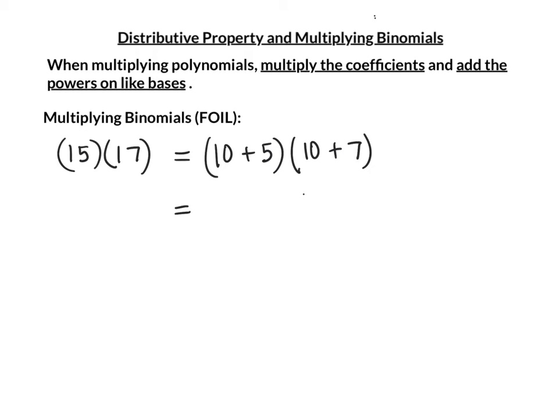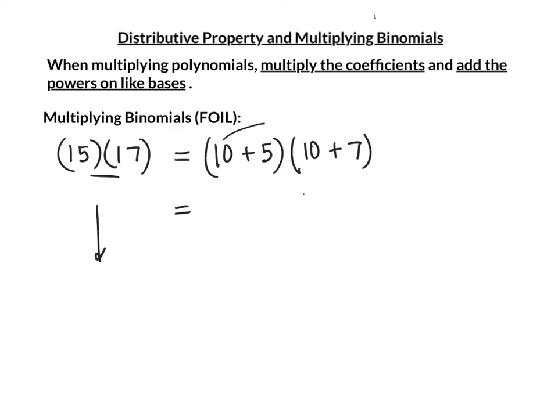Today we're going to introduce multiplying binomials. This is called foiling. I'll explain what that means in a moment. Someone noticed that if I take 15 times 17, of course if I have a calculator, I can just work that out. But I want to point out there's a special case of the distributive property that allows me to multiply this. I can turn 15 into 10 plus 5 and 17 into 10 plus 7 and FOIL.